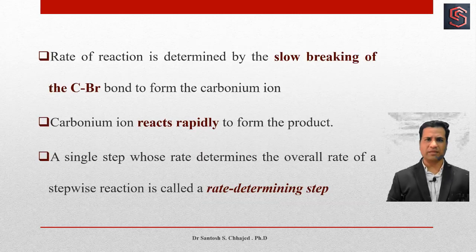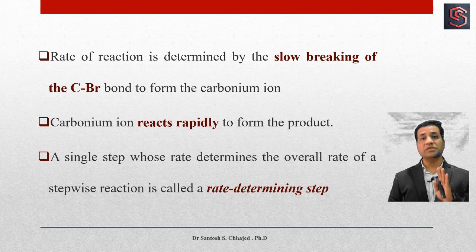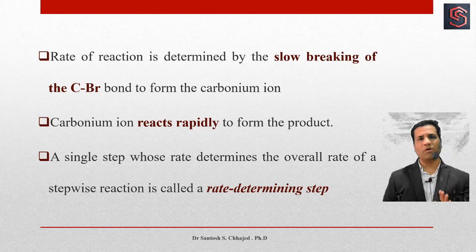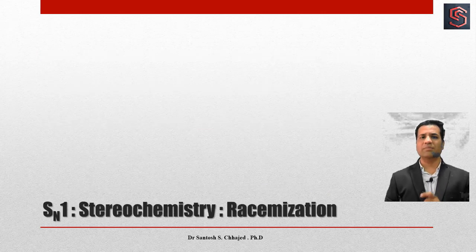Now there are a few aspects which I would like to highlight as far as the mechanism is concerned. We already discussed that the rate of reaction is determined by the slow breaking of the C-Br bond to form the carbonium ion. That is the first step of the mechanism. The carbonium ion reacts rapidly to form the product, that is step 2, and I already mentioned that the single step which determines the rate of the overall reaction is termed the rate determining step.